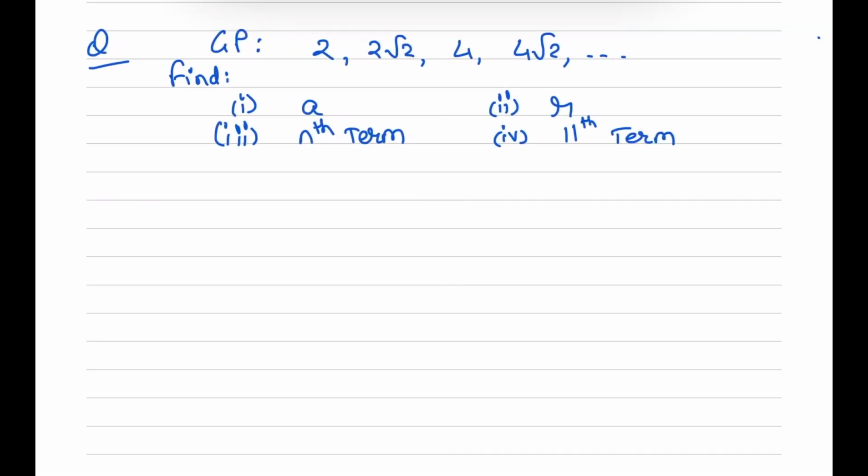Let us see the next question. Here, the geometric progression is 2, 2 root 2, 4, 4 root 2 and so on. So the first term given in this geometric progression is 2. The common ratio, which is the ratio of second term 2 root 2 upon the first term 2, gives root 2.